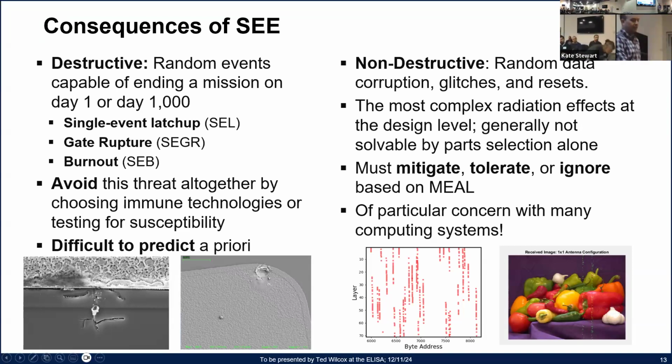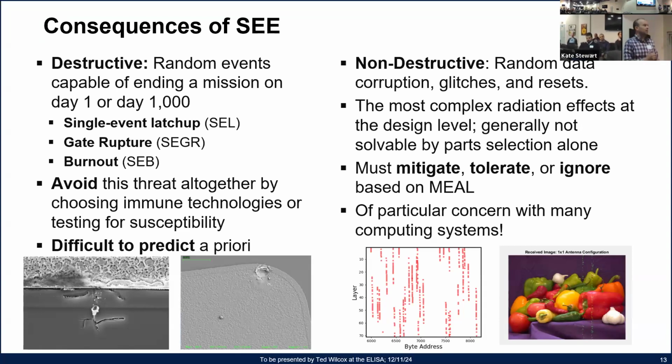We also have our non-destructive effects here. These are data corruption, glitches on the outputs, resets of a computer. These are complex. These are hard to fix with design. They are usually not solvable by part selection. I can't simply pick one processor and say this will not have non-destructive SEE versus this one that does. They are things that we want to tolerate. We want to accept them because we want the high performance capabilities of modern devices, but we have to figure out a way to operate through it. That's where we get into mitigation, tolerance, and sometimes we ignore them.